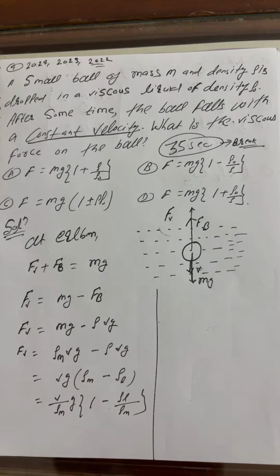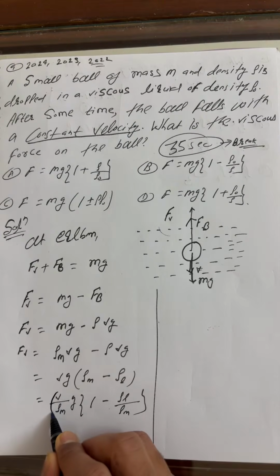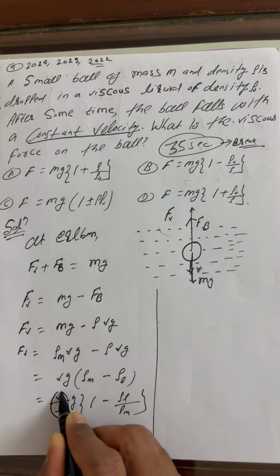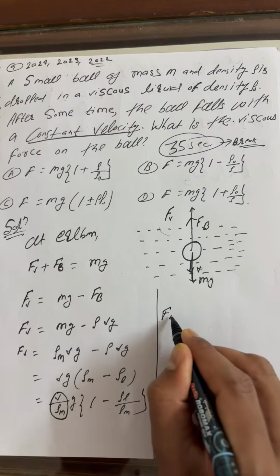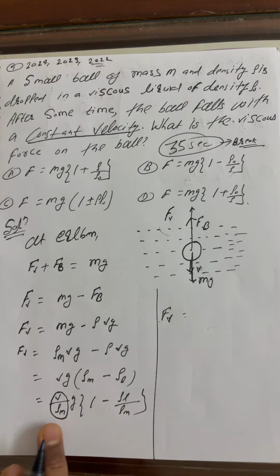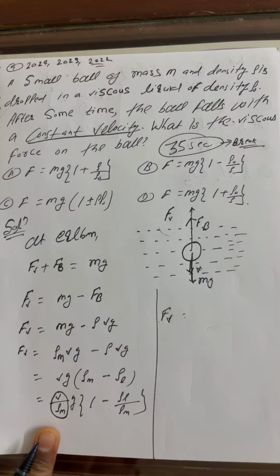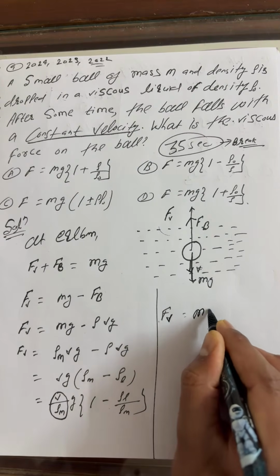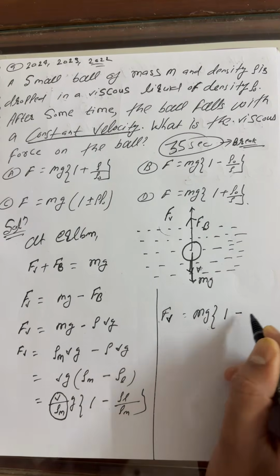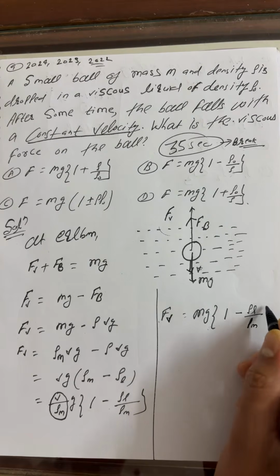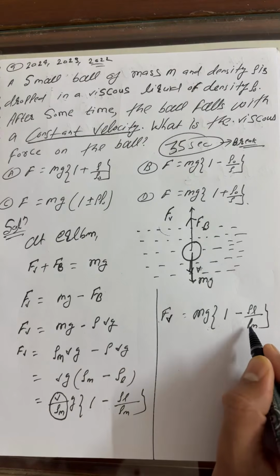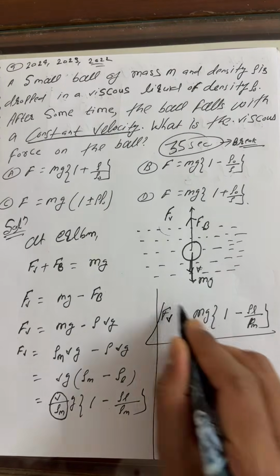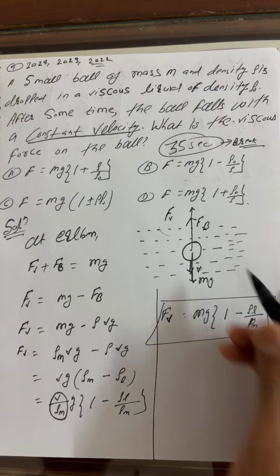Here I'll write the final part. You know mass upon density of the material is the volume, and density is mass by volume, so this remains the mass. So FV can be written as mg times (1 minus density of the liquid upon density of the material). So someone already answered here, option B.